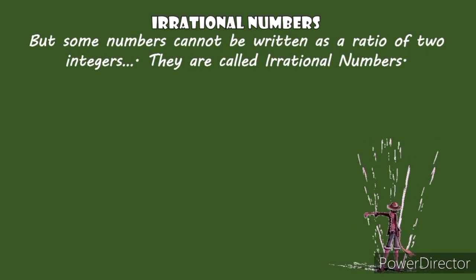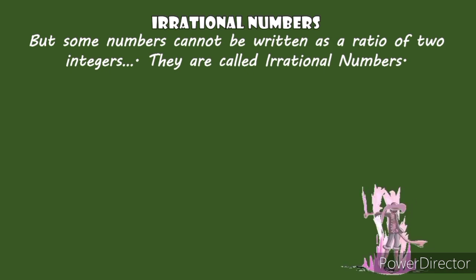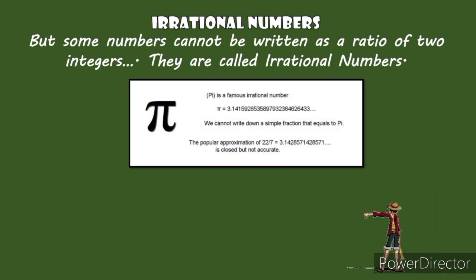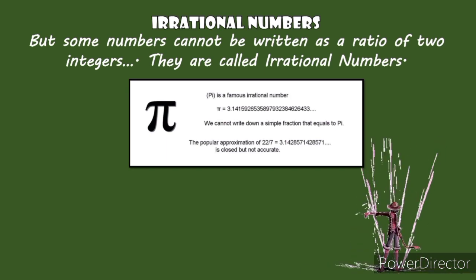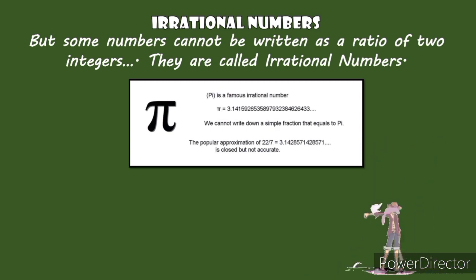But some numbers cannot be written as a ratio of two integers. They are called irrational numbers. Pi is a famous irrational number. It has a value of 3.14159265 and so on. We cannot write down a simple fraction that equals to pi. The popular approximation of 22/7 is equal to 3.142857142857 and so on. Is close but not accurate.